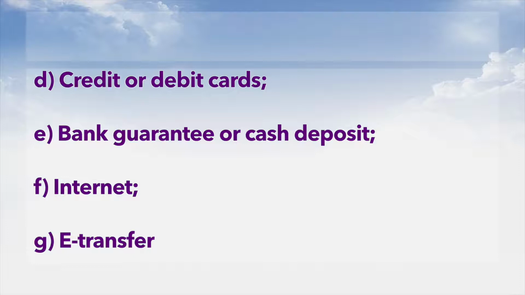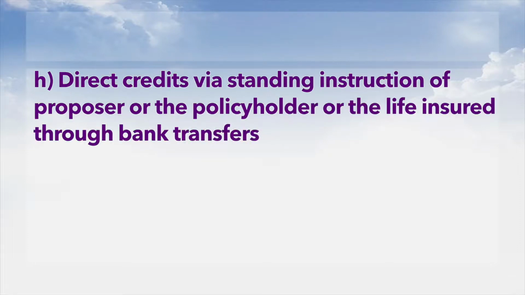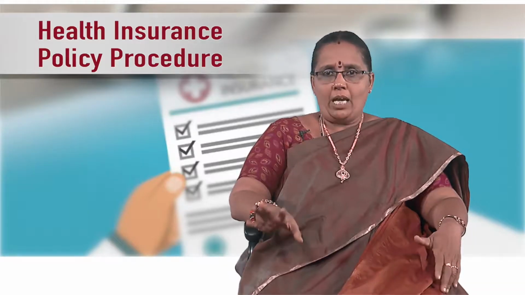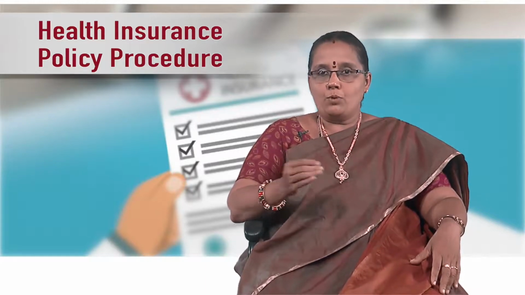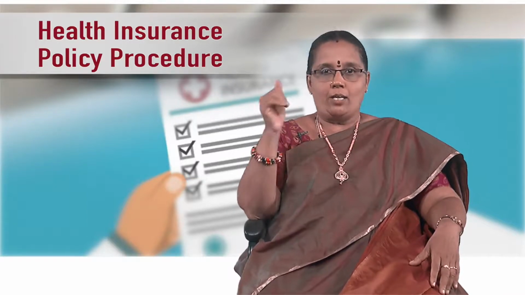We can make the payment through the internet, which mostly nowadays we use, and then you can do it even by e-transfer also, or else you can also give instructions like direct credits via standing instruction of the proposer or the policyholder or the life insured through bank transfers. This the bank will take up. Any other method of payment as may be approved by the authority from time to time. Like now we use UPI also.